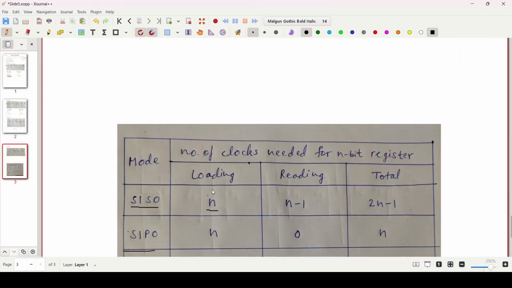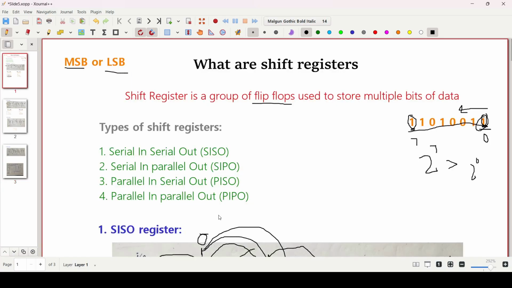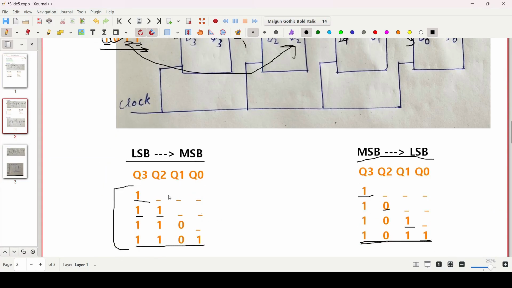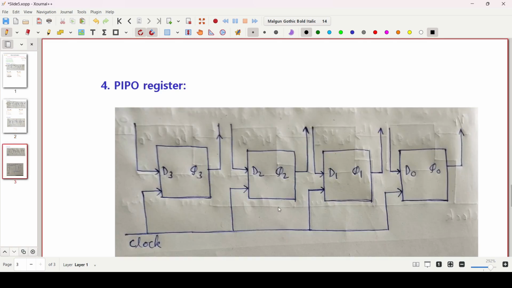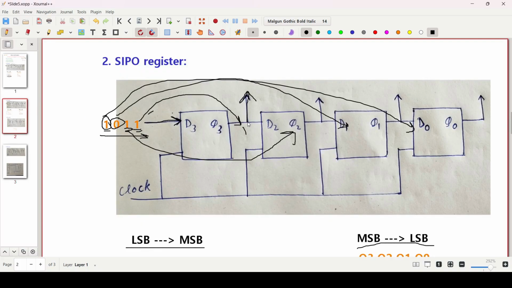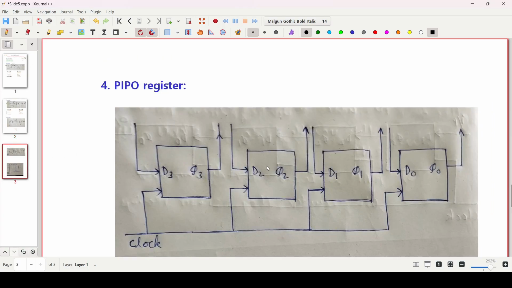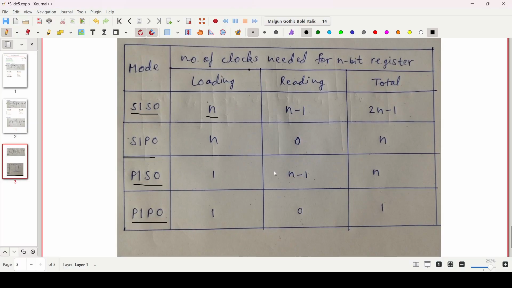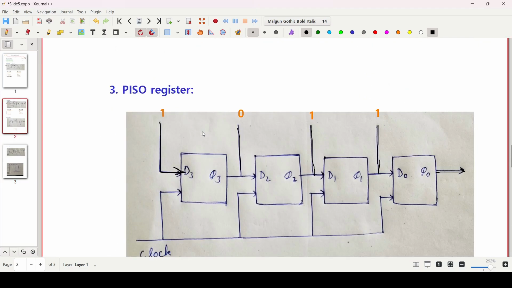how many clocks? N clocks for loading. You can see n clocks for loading 1, 2, 3, 4, and 0 clocks for reading. Why? Because it is already at the output. You can directly access the bit from this side. You do not need to pass the bit from Q3 to Q2, Q2 to Q1, right? In this way. And similarly for the PISO register, one cycle is required to load the bits and n minus 1 cycles or clocks are needed to read the bits. So this is the PISO register.